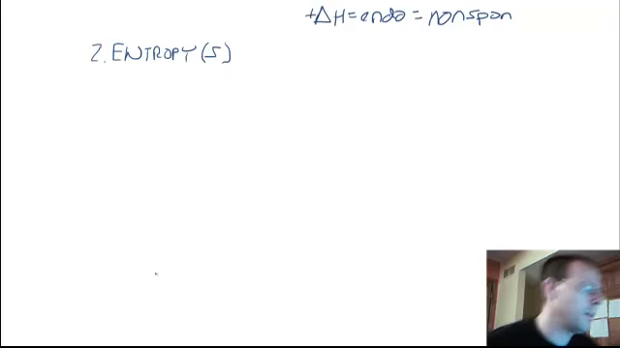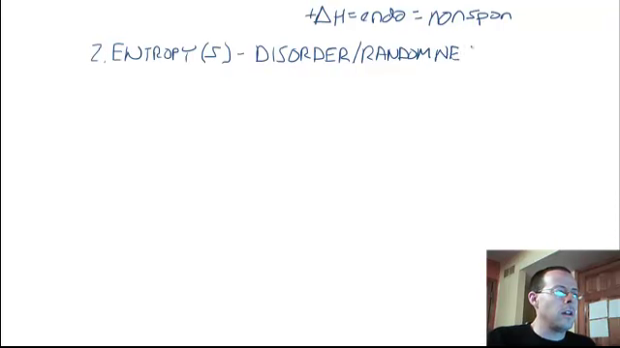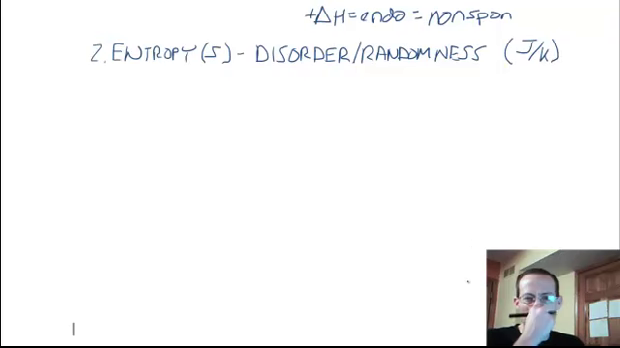And entropy is given the symbol S. All right? Most of the time you're always going to see a delta in front of it. And entropy is simply disorder. If you like the word randomness, you can substitute randomness there. So disorder or randomness. And it has units of joules per Kelvin. All right? So it's temperature dependent.